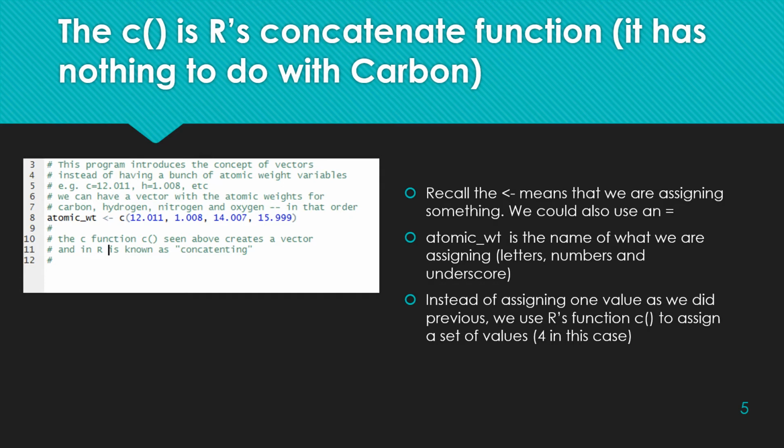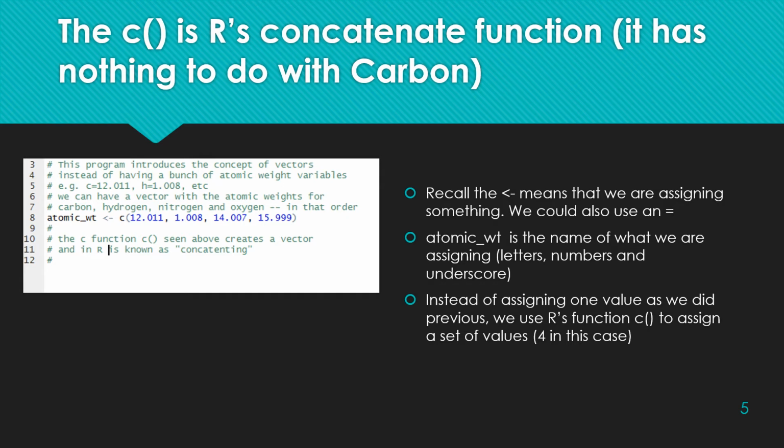You recall from our previous example with simpler variables that the little arrow, the less-than sign and the dash, is just how we assign something. We're going to give something a value, and we could just as easily have used the other approach, say an equal sign. What's over on the left, atomic_weight, is just the name of our variable. It usually starts with letters, and it can have underscores and numbers. Dots are also allowed, but dots are a little beyond our scope here.